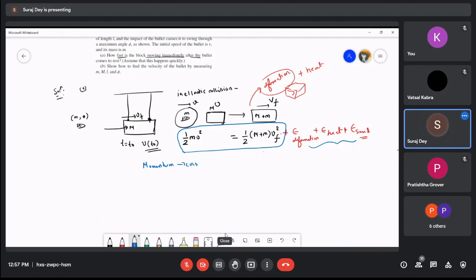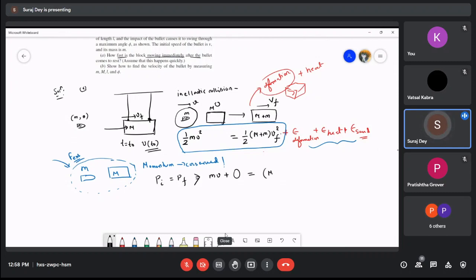Momentum of the system is still conserved, because if you consider the system to be this bullet and this wooden block as the entire system, then there is no external force on this entire system. So you can use the momentum conservation equation, and P initial should be equal to P final. The initial momentum of the system only comes from the bullet, because this mass is at rest.